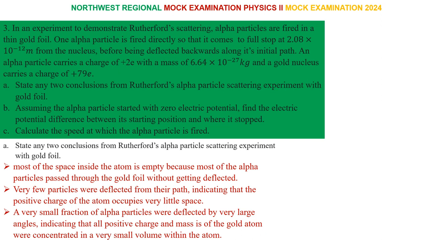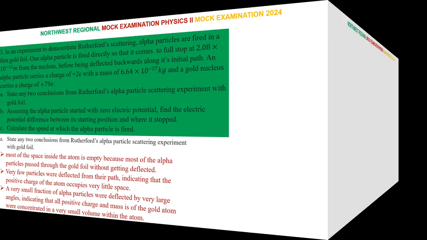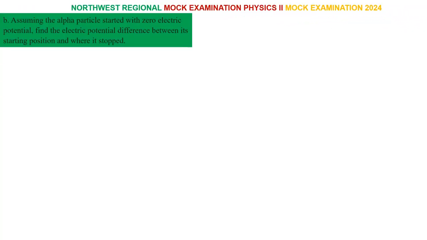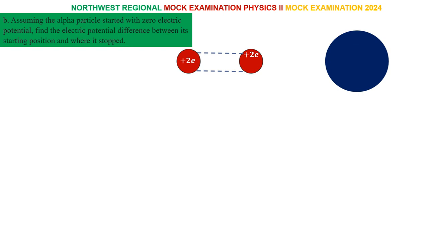So let's go to the B part and let's see a picture of the problem. Assuming the alpha particle started with zero electric potential, find the electric potential difference between the starting position and where it stopped. So here we have our alpha particle which moved and went closer to the gold foil nucleus, and the gold nucleus has a charge of plus 79e, and the distance between the two was given to be 2.08 times 10 to the negative 12 meters.